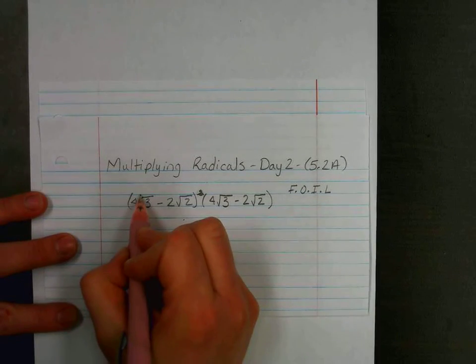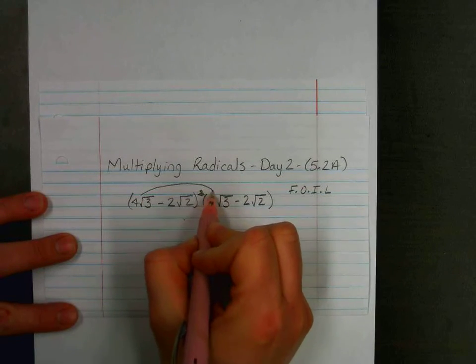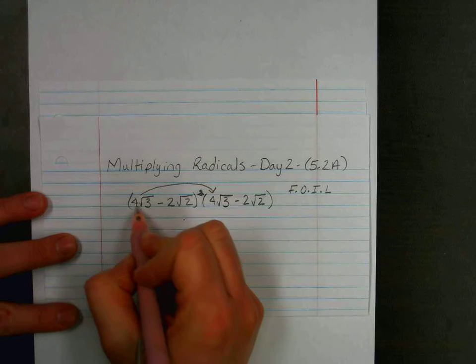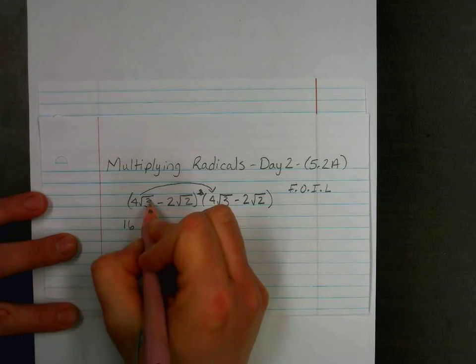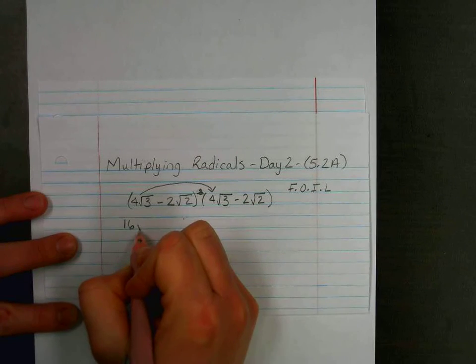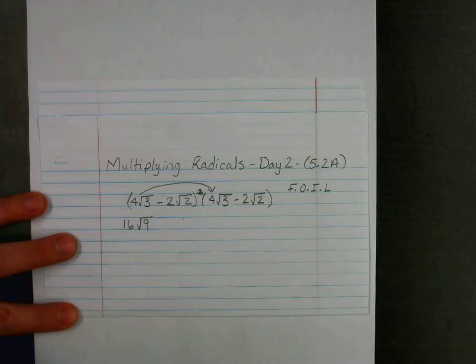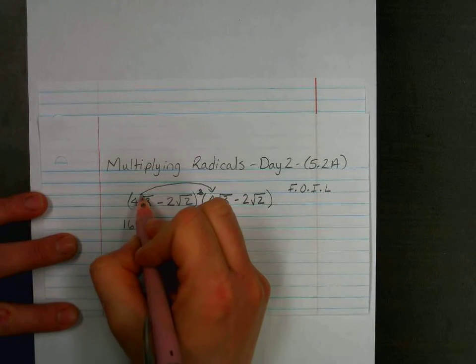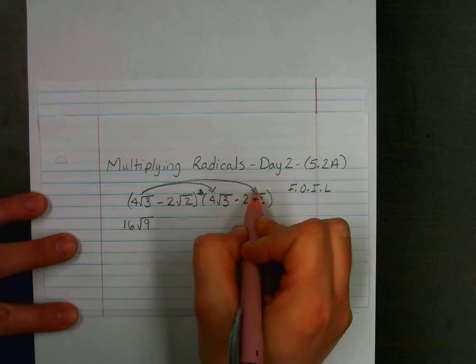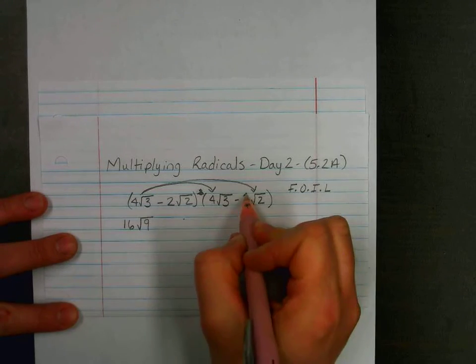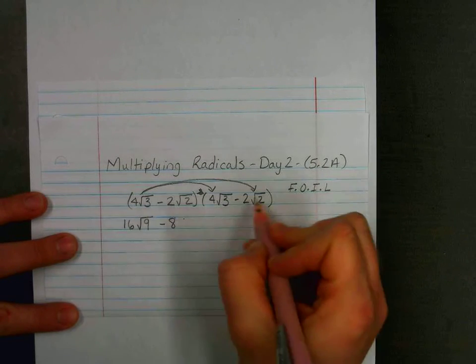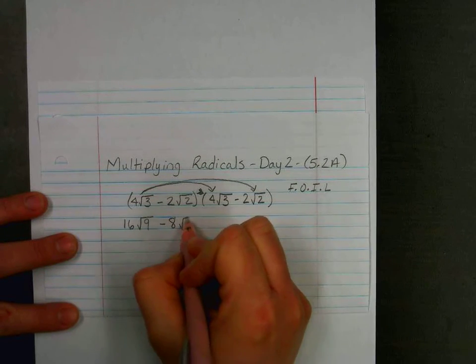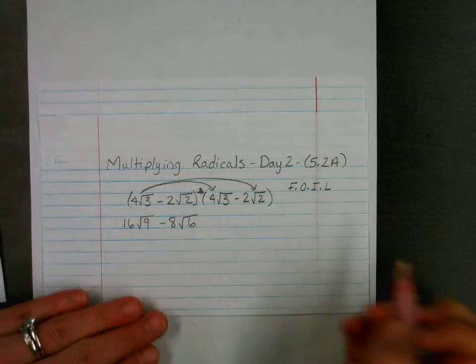Initially we're going to take our first term times first term. We take a coefficient of 4 times 4, which gives us 16, and our radicand times our radicand, which is the square root of 9. Then we take our outside term times our outside term. So 4 times a negative 2 would give me a negative 8, and root 3 times root 2 would give me root 6.